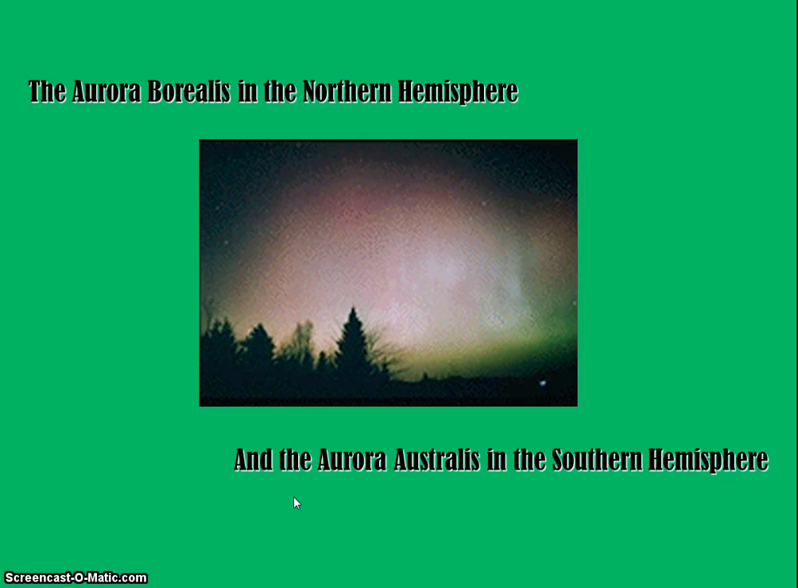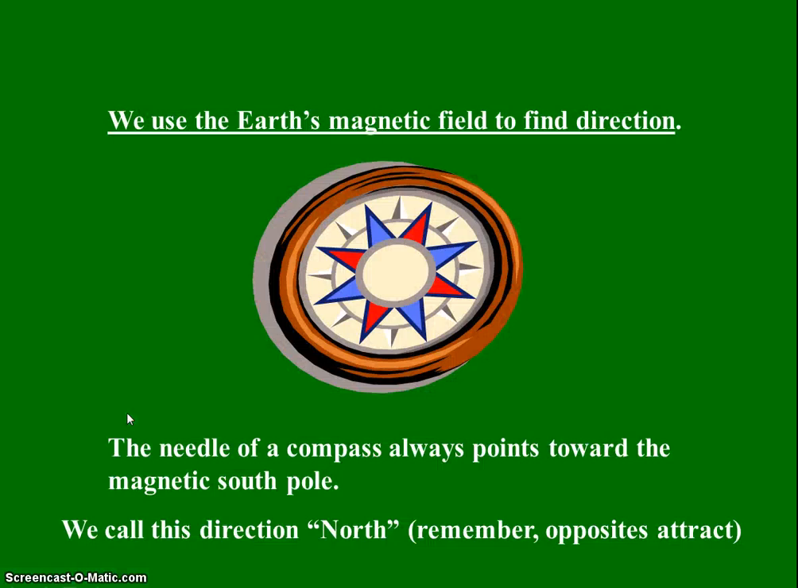And if you're in the southern hemisphere, then you see the aurora australis, which is the same glow, just in the southern hemisphere. And that is caused by the sun's magnetically charged particles coming into contact with Earth's magnetic field, especially at its very strongest points, causing these lights.